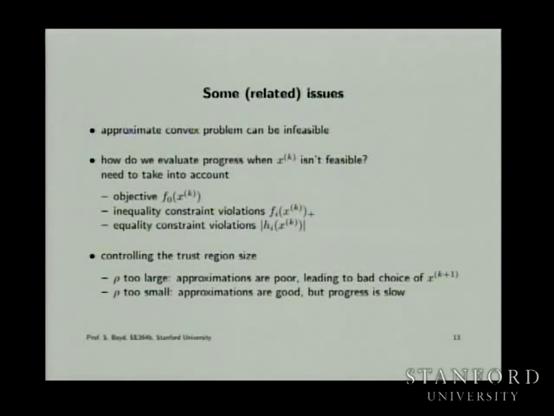Okay, so that's it. Now you know what sequential convex programming is. But it turns out that to make a lot of it work, there are a few details. We're going to go over the level zero details. There are level one ones as well and level two, but we'll just look at level zero. These are the ones you're going to run into immediately if you do this stuff.